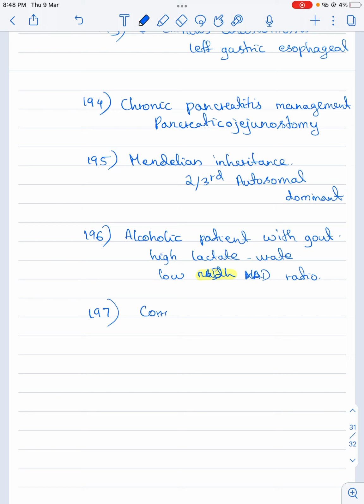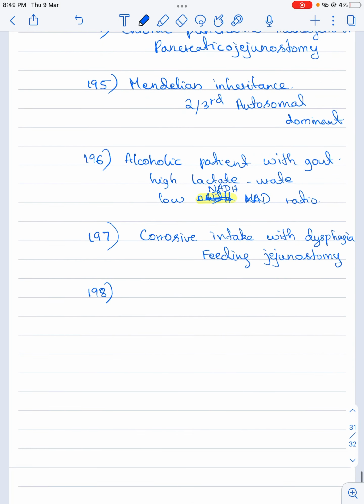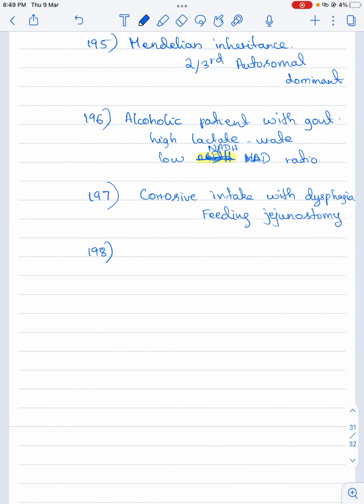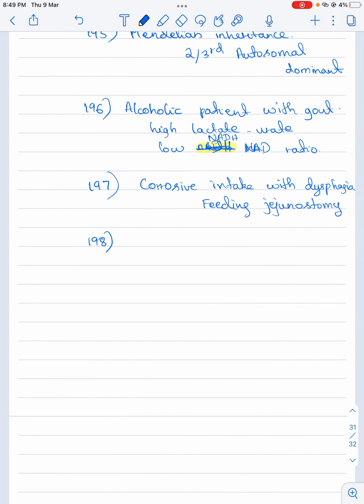This was regarding corrosive intake. I think this is clear for you guys. Corrosive intake with dysphagia. So the answer to this question is feeding jejunostomy. This appears to be the better answer, but again this is also controversial, so that's why I'm doing all the controversial questions in the end, because there are so many of them.